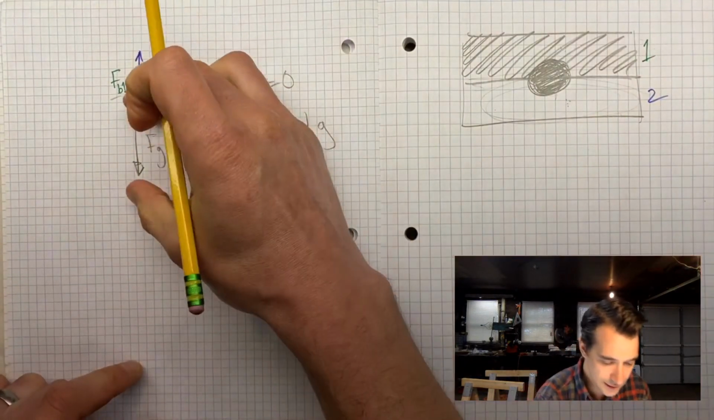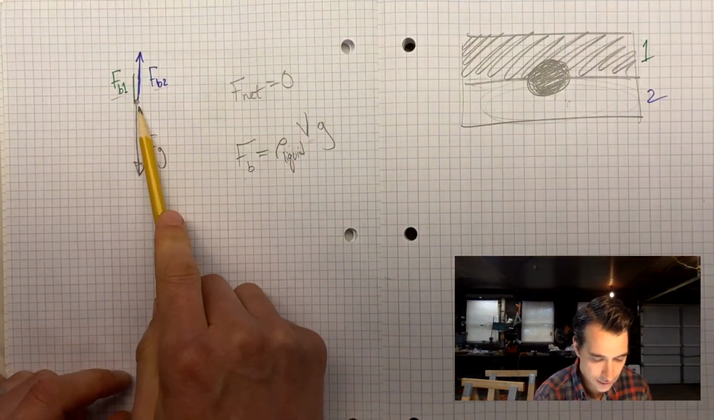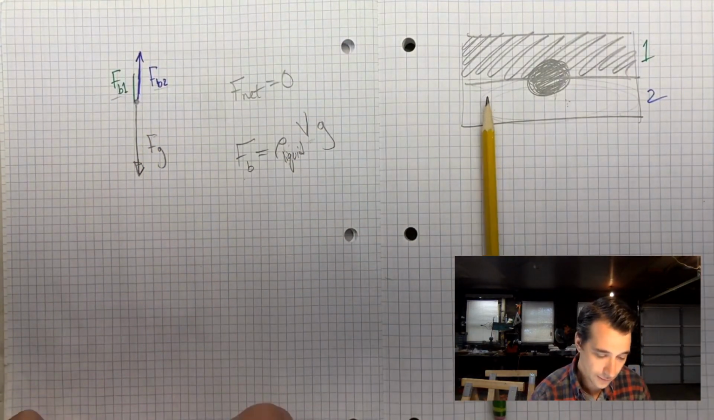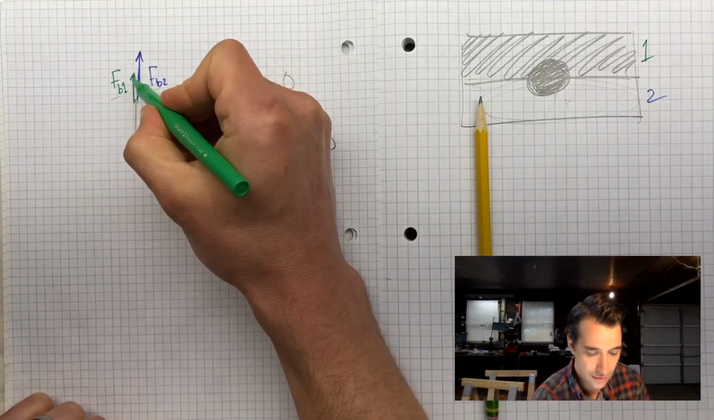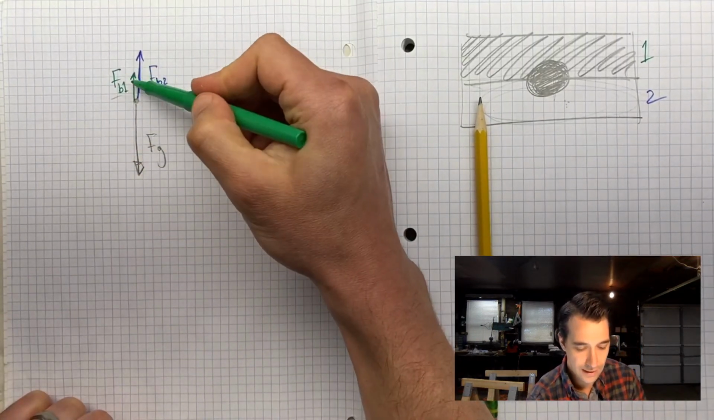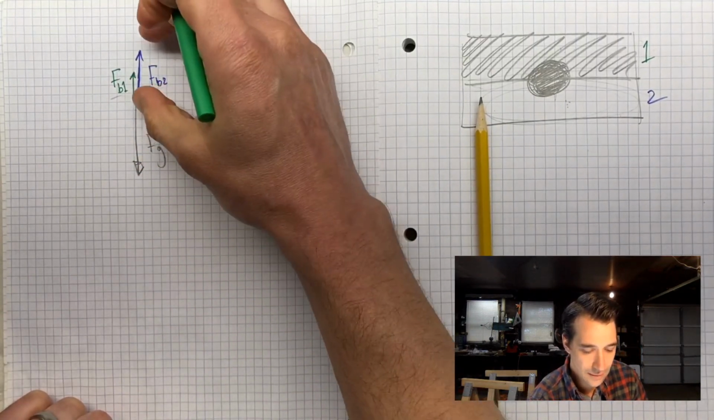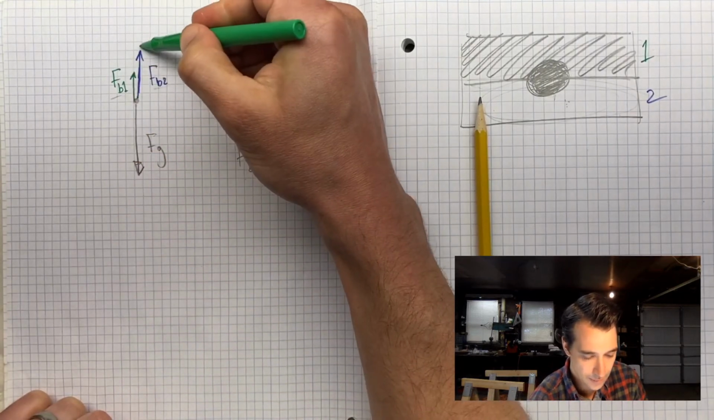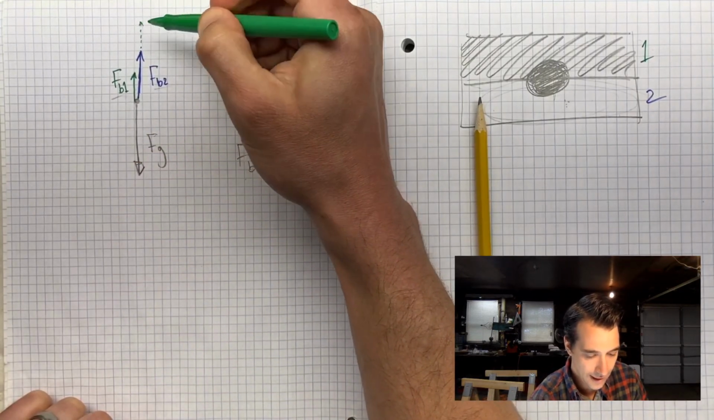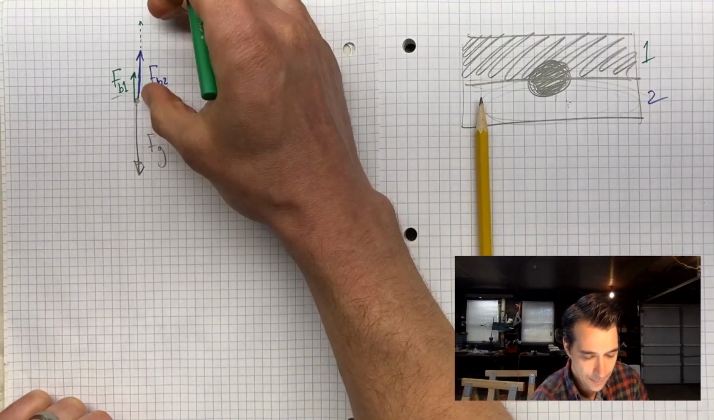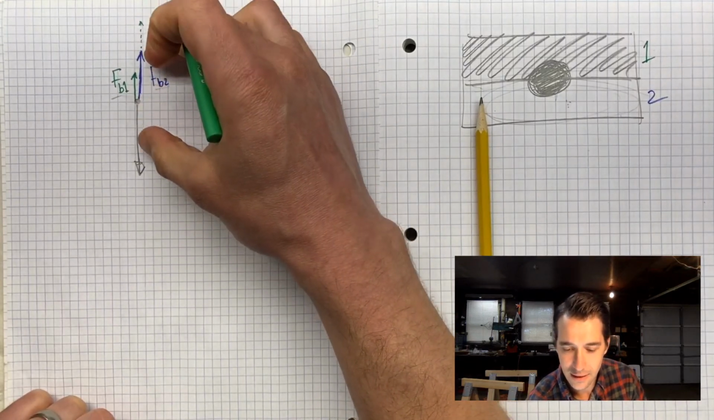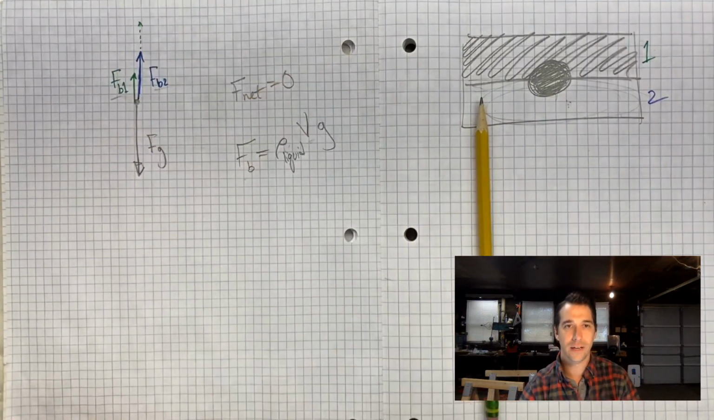I'm not drawing these exactly to scale. Maybe I'll try my best. I could have counted these. Actually, that looks pretty good, right? Because we know that the green arrow and the blue arrow, when we add them together, should be equal in magnitude. If I slid this up here, it would be up here. And the sum of them is about exactly the same length as the weight of the object.